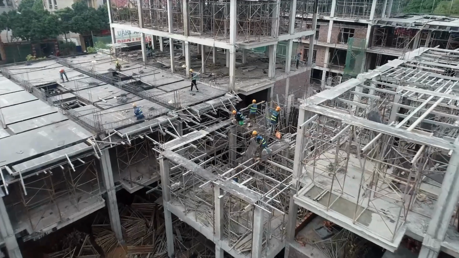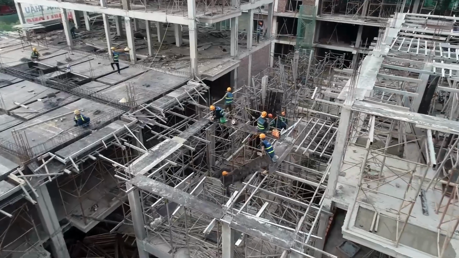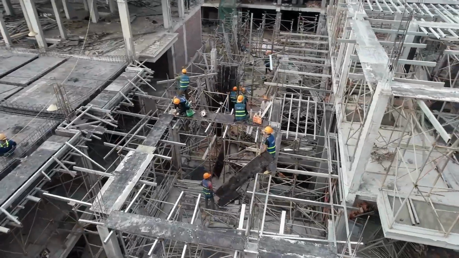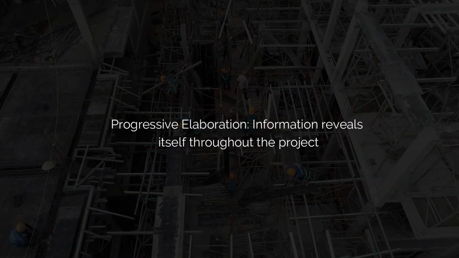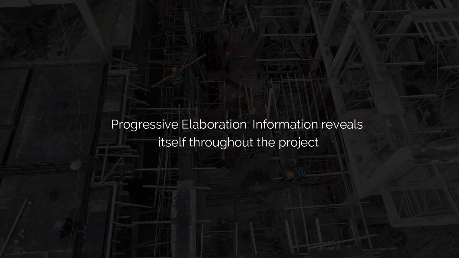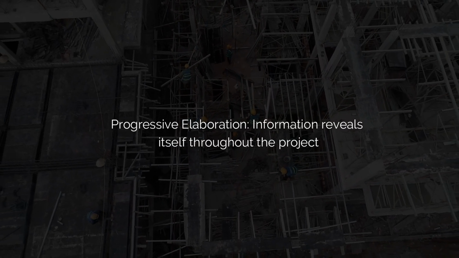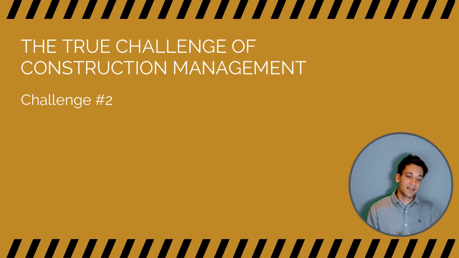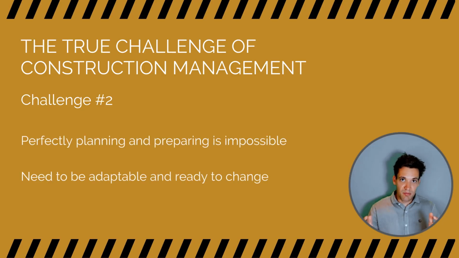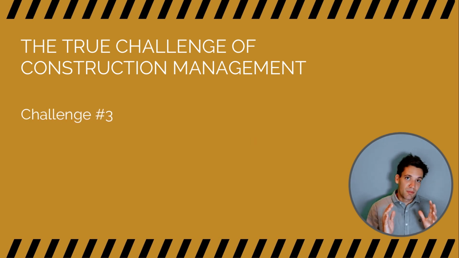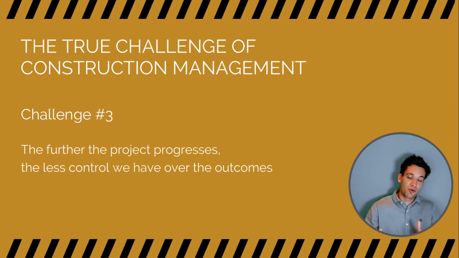We can't perfectly plan and prepare without perfect information, and this leads to the concept of progressive elaboration, where information reveals itself throughout the course of the project. The conclusion of this is that perfectly planning is impossible, and we need to be adaptable and ready to change. And then challenge number 3 is the further the project progresses, the less control we have over the outcomes.